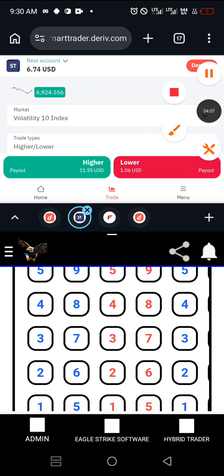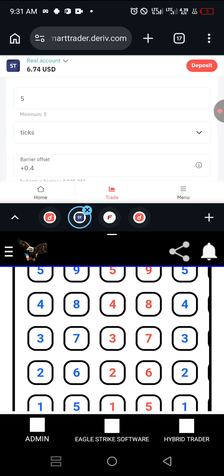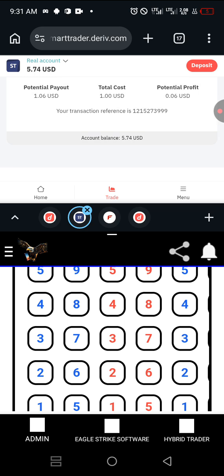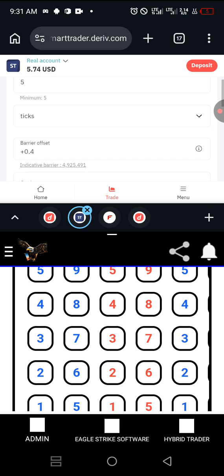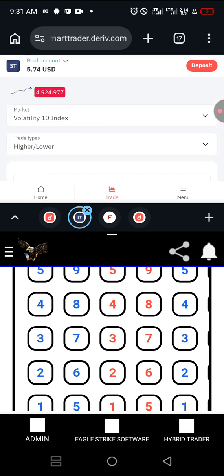Let's take one more trade. We have 0 to 1 to 8 to 7 to 1. So I'm purchasing lower. It's not showing the analysis chart, but let's watch and see the outcome.